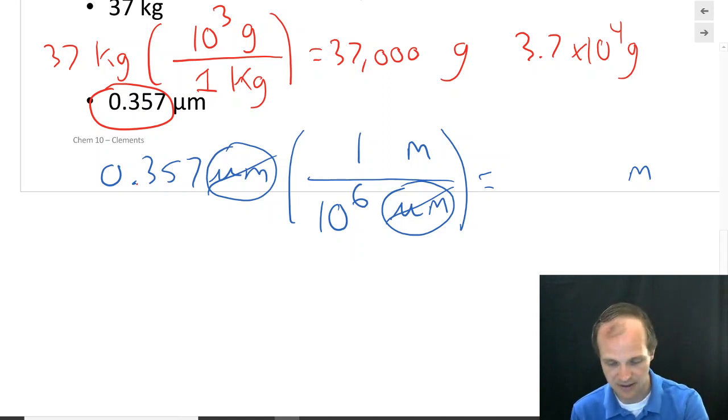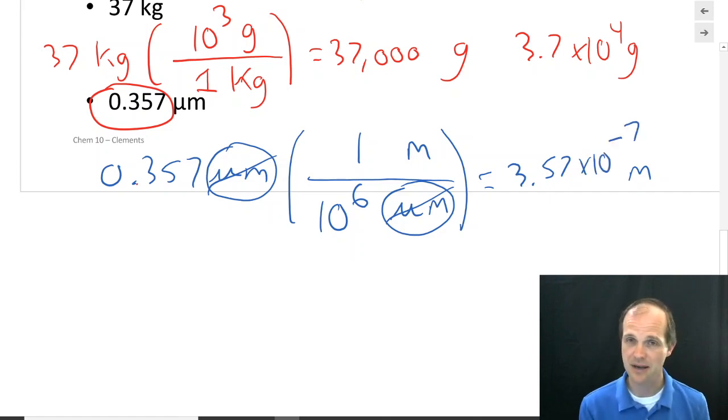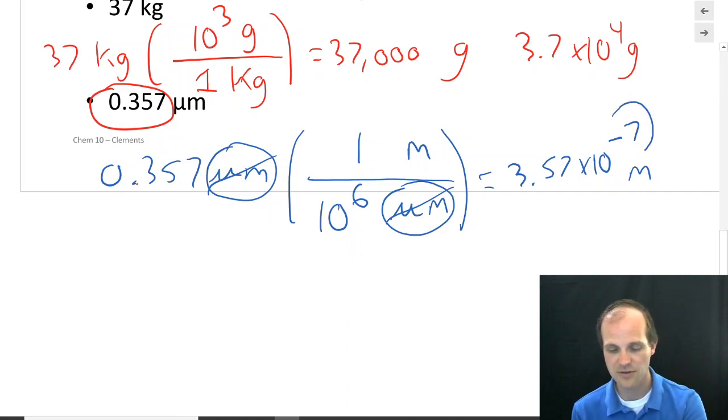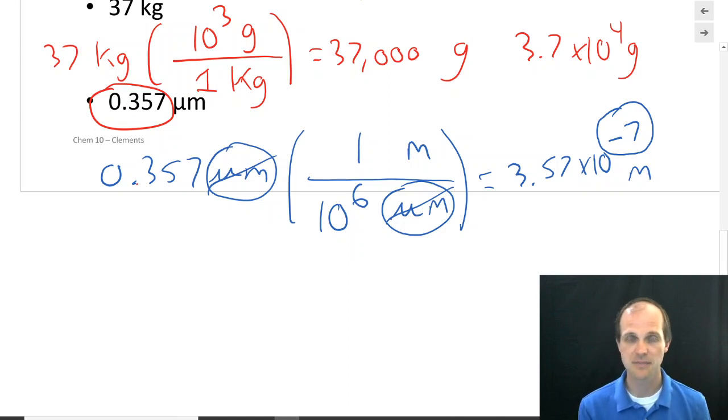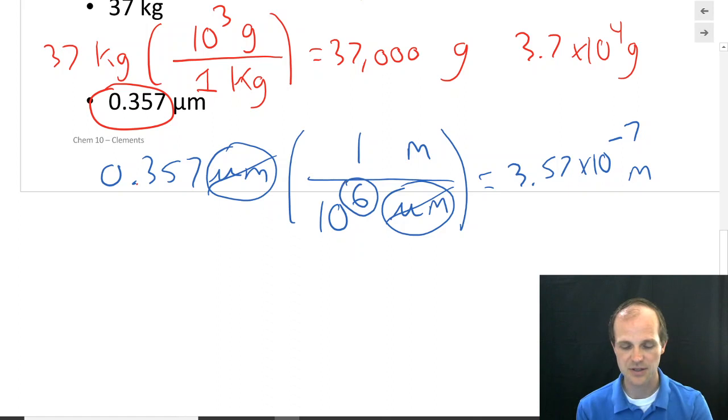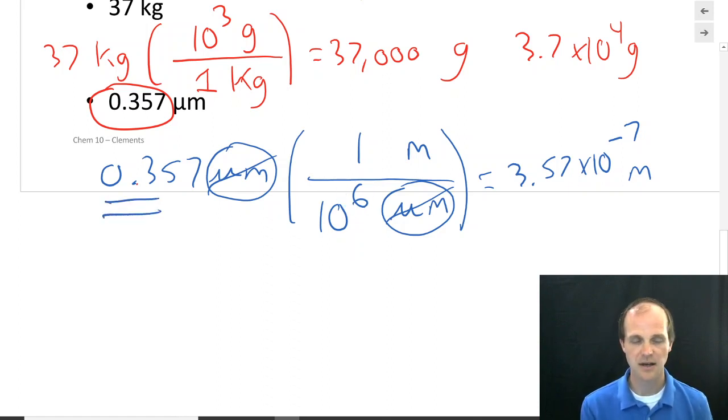Plug this into your calculator, and you should get 3.57 times 10 to the minus 7th meters. Some calculators will write 0.00000 with 6 zeros and then the 3. I'm writing it in scientific notation because it's much easier to understand it this way. Be sure that when you do it, you are getting this minus 7 as your exponent. A lot of people think they should get a 6 because they've got a 6 here, but that's not the case, because this number is already a decimal. So make sure you're getting that 10 to the minus 7th.